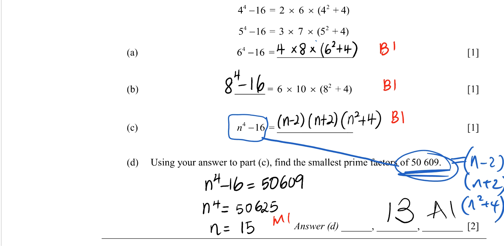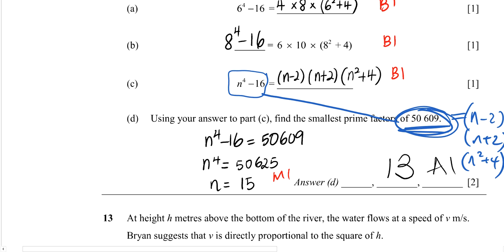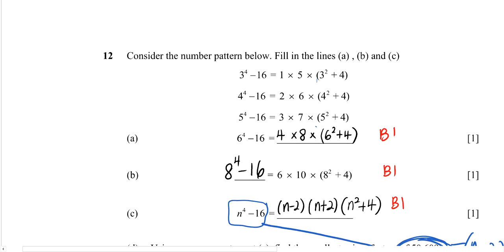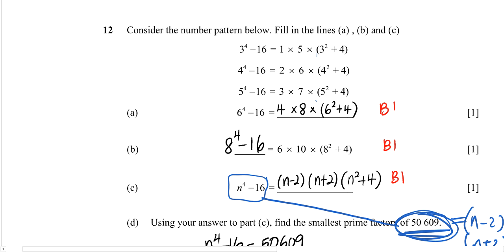Not yet. Okay, so let us try to equate 50609 to n power 4 minus 16 first. And we see what happens. So by doing so, we see that n power 4 equals to 50625. Therefore, n equals to plus minus 15. Can we accept negative 15? No. Why? What is n supposed to be? n is supposed to be positive.